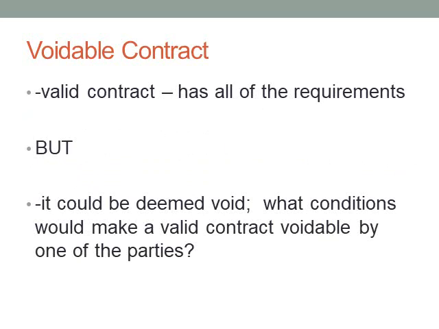Voidable contracts. These are valid contracts because they have all the necessary requirements. They meet all of those four requirements. However, they could be deemed voidable by one of the parties because maybe one of the parties is a minor, or maybe a party had entered into the contract under duress or fraud or mistake or undue influence.